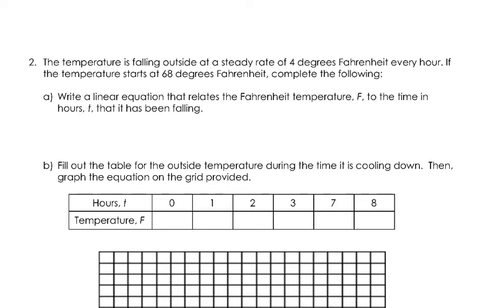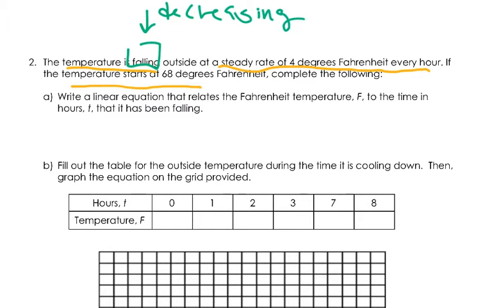Get my pen ready. Okay, the temperature is falling outside at a steady rate of 4 degrees Fahrenheit every hour. The temperature starts at 68 degrees Fahrenheit. Complete the following. Okay, so let me just go back in and think about some things that I highlighted. Well, if the temperature is falling, I know something is going down. So I could say something is decreasing, right? And it is at a steady rate.